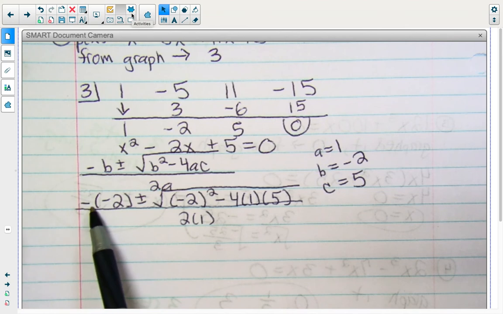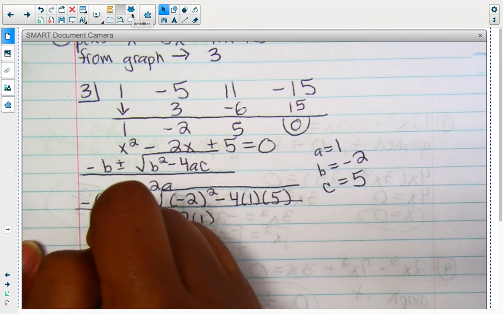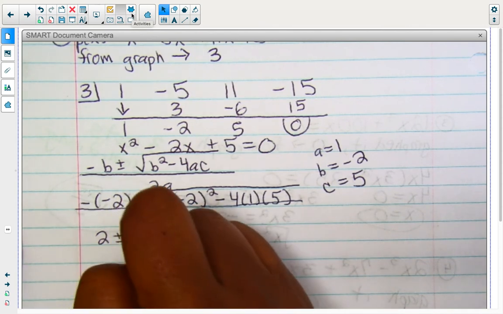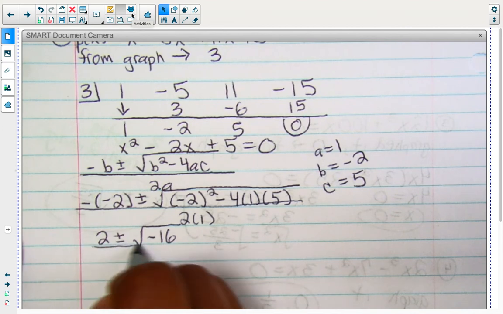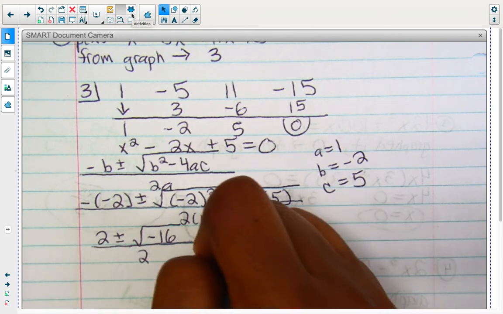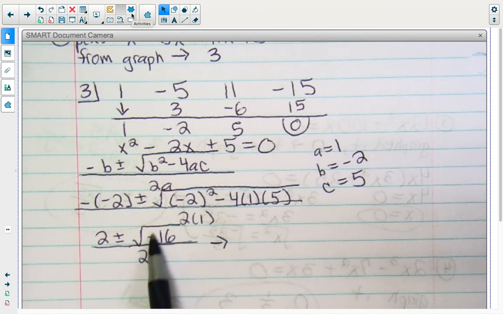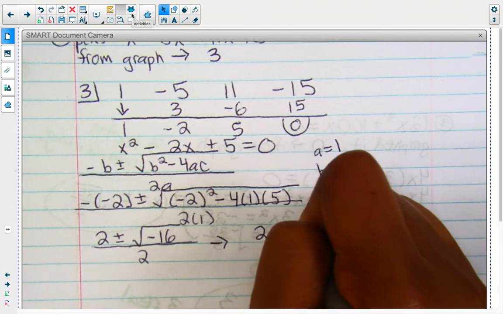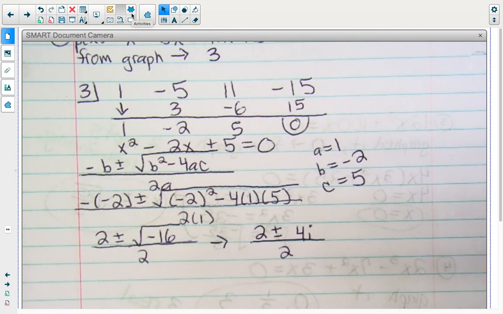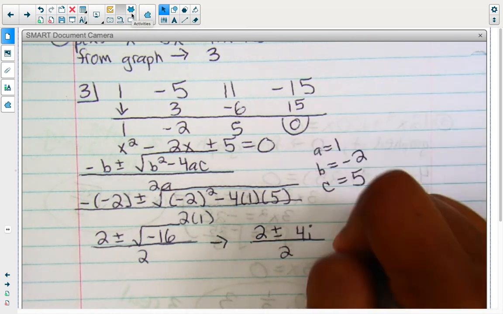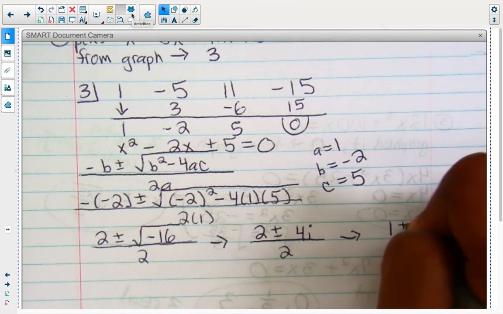Okay. 2 negatives make a positive. So that gives me 2 plus or minus. Okay. This right here is 4 minus 20. That's going to give me -16, all over 2. So I'm just going through simplifying the quadratic formula. The square root here is going to give me 4i because the square root of 16 is 4. So this is 2 plus or minus 4i, all over 2. And everything is divisible by 2, 2 divided by 2 and 4 divided by 2. So this is going to give me 1 plus or minus 2i.